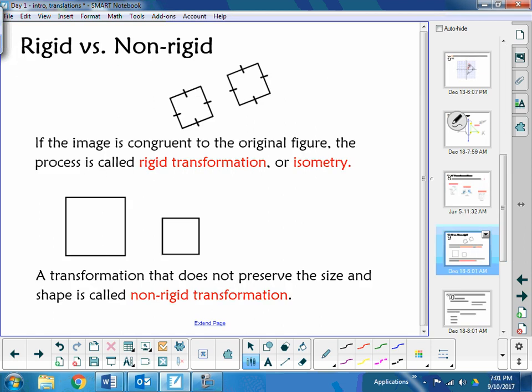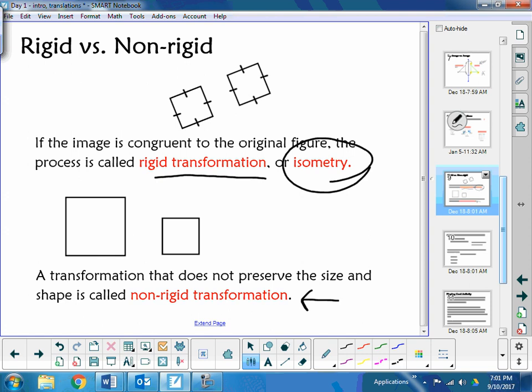And I talk about this a little bit. We talk about the rigid transformation, because if the image is congruent to the original figure, the process is called a rigid transformation, or sometimes called an isometry. A lot of times you hear it as a rigid transformation. Okay, and then the dilation is called a non-rigid transformation. Again, we're very creative in math when we say things like that, like rigid and non-rigid, adjacent, non-adjacent. Right, so let's move on to translations.